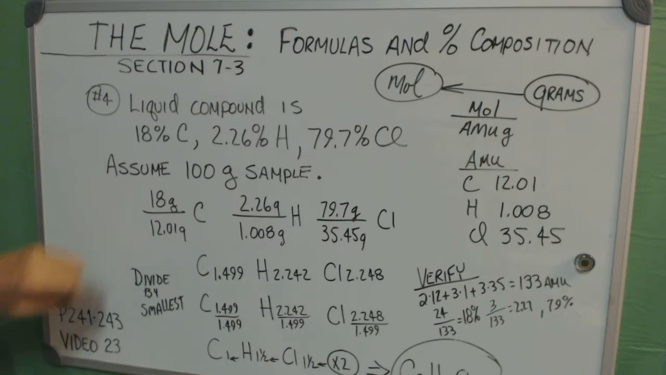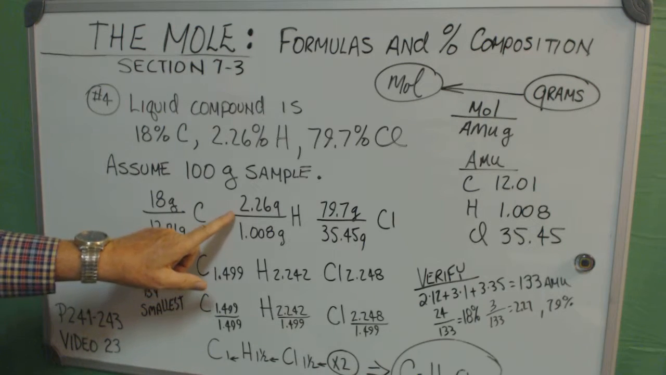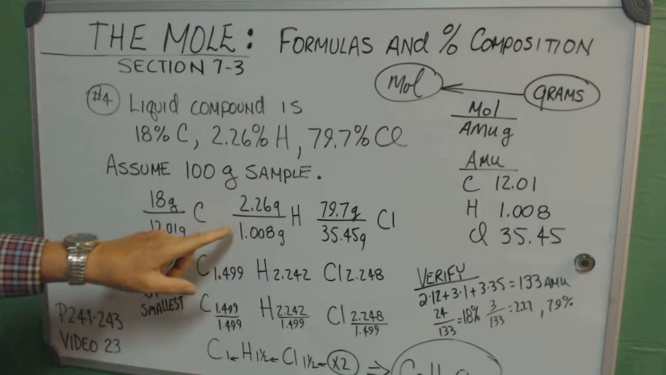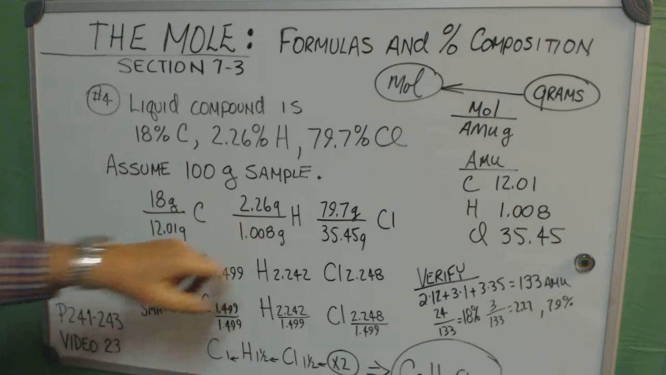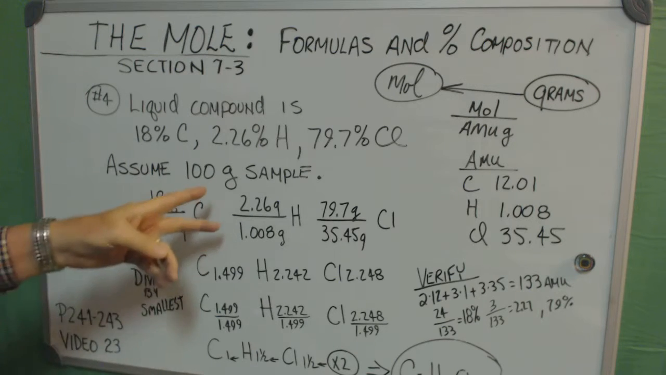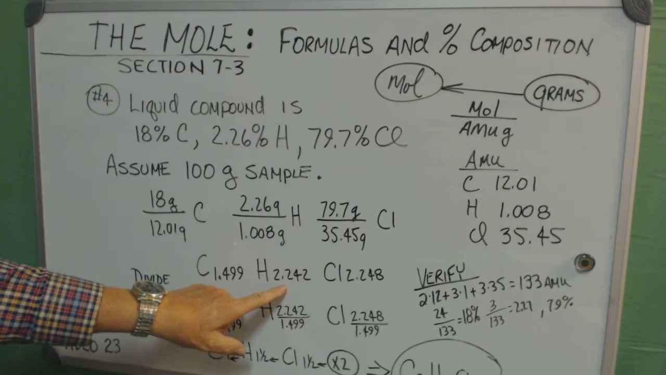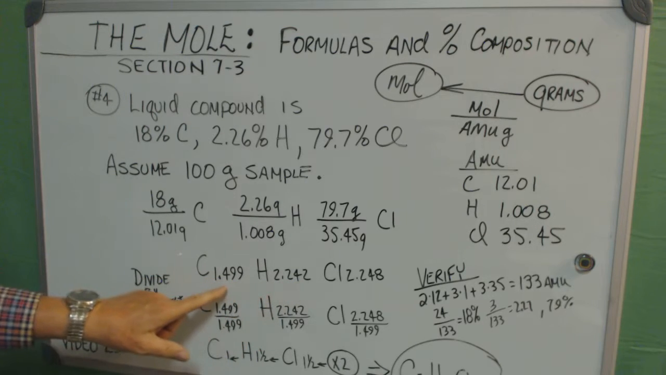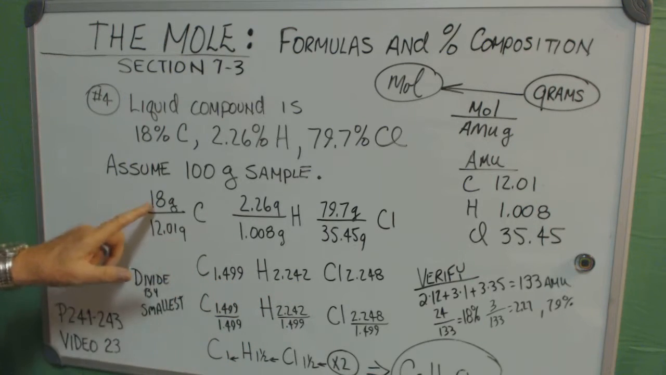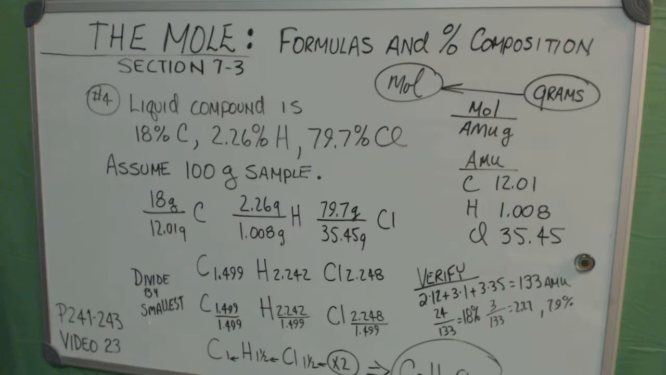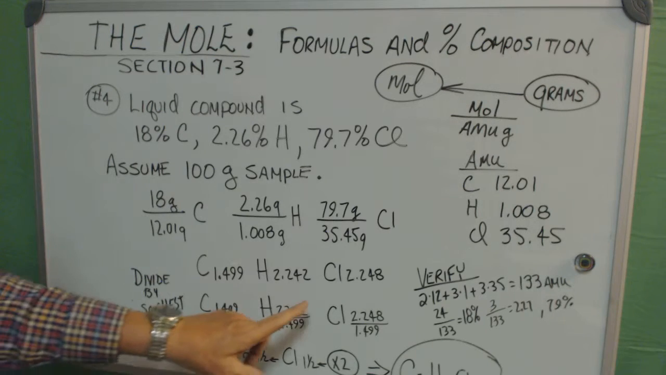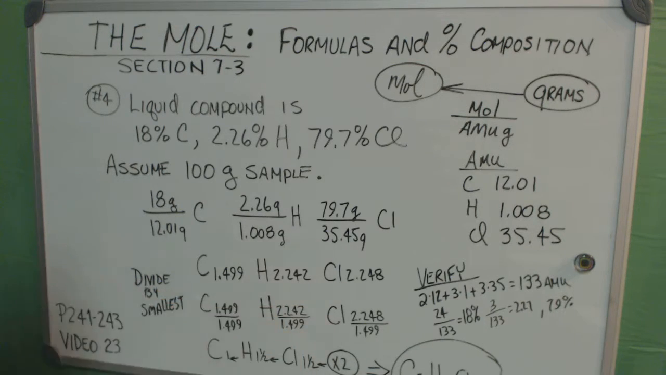So if I divide this out, I get the number of moles in carbon. Same way with 2.26 grams of hydrogen divided by 1.008, so I'm going to have 2.2 moles down here, and here's my results down here. 1.5, you can round this off at 1.5. Okay, I hope I can finish this up. And chlorine is 2.248.